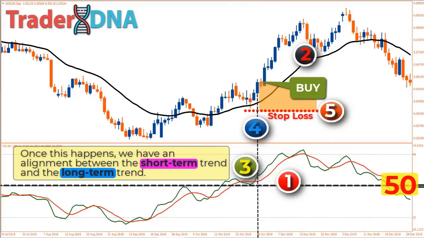Last but not least, we need to define where we take profits. Step number 6. The Holy Grail risk-reward ratio. Ideally, we set a risk-reward ratio of 1:2 or usually 1:3 for every position we open.